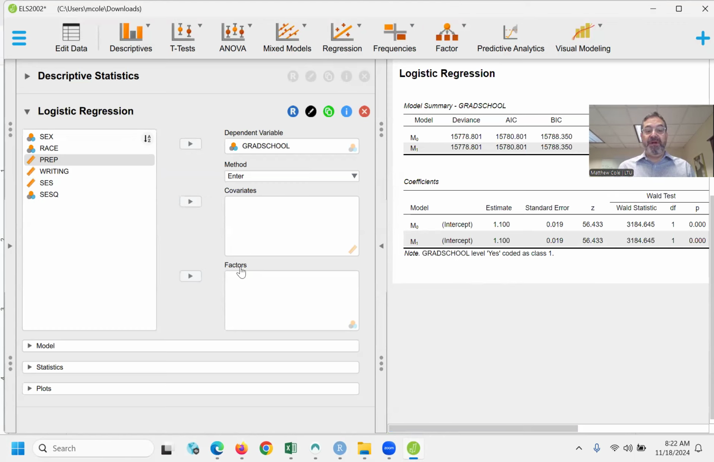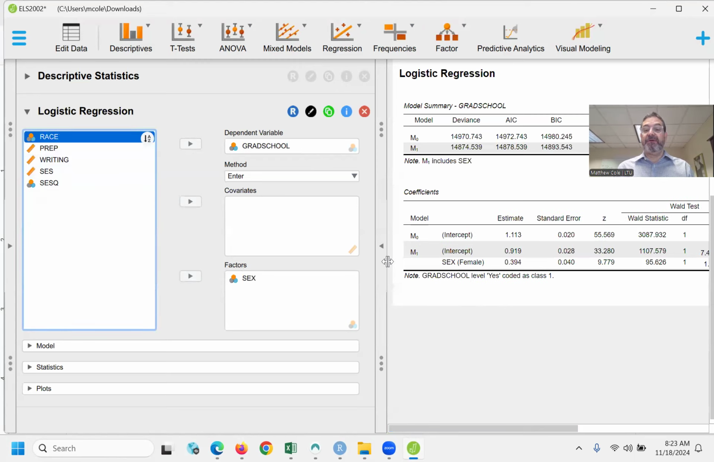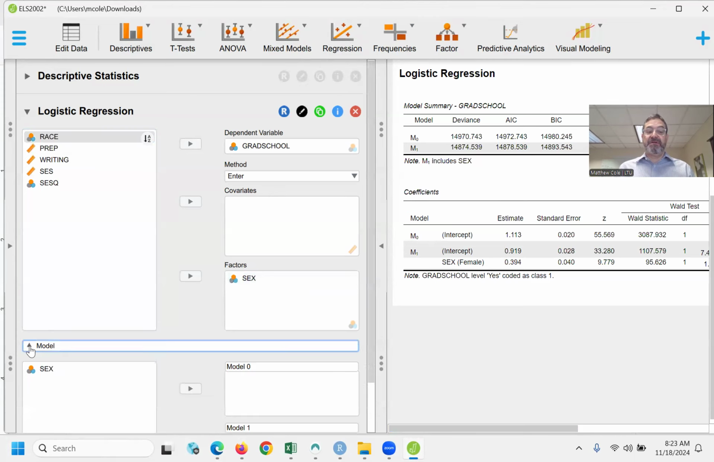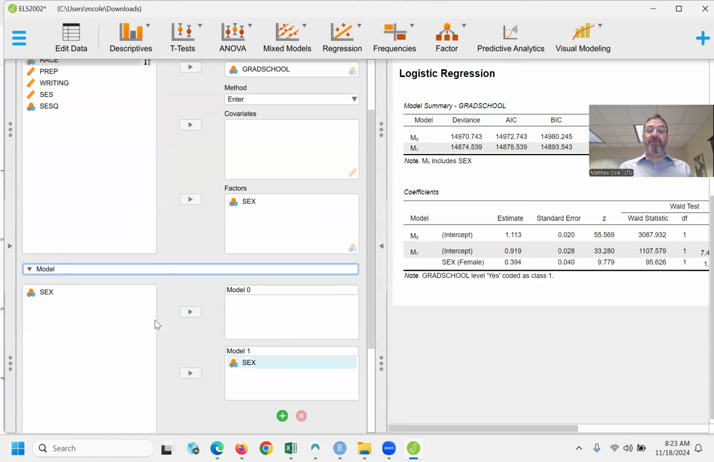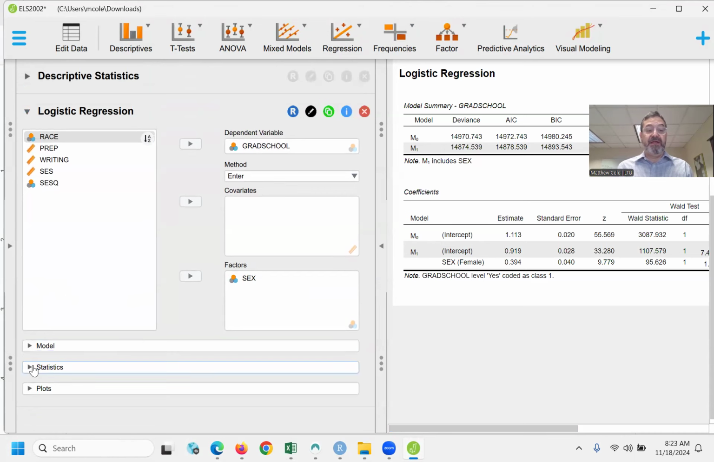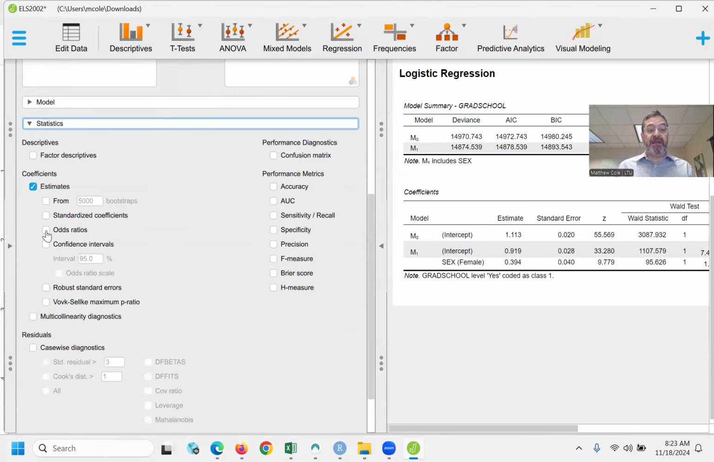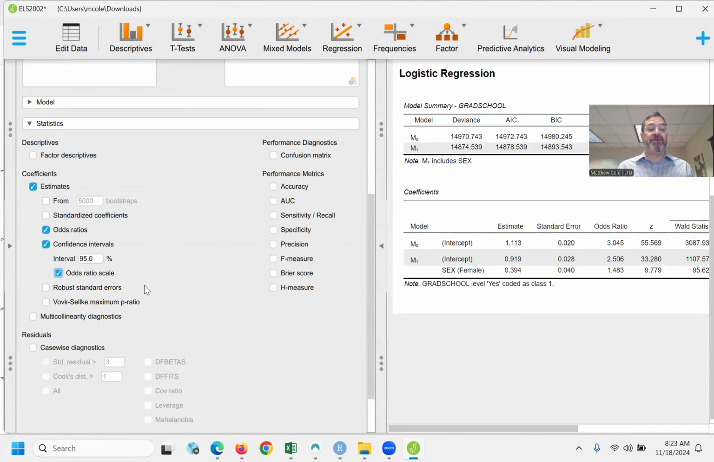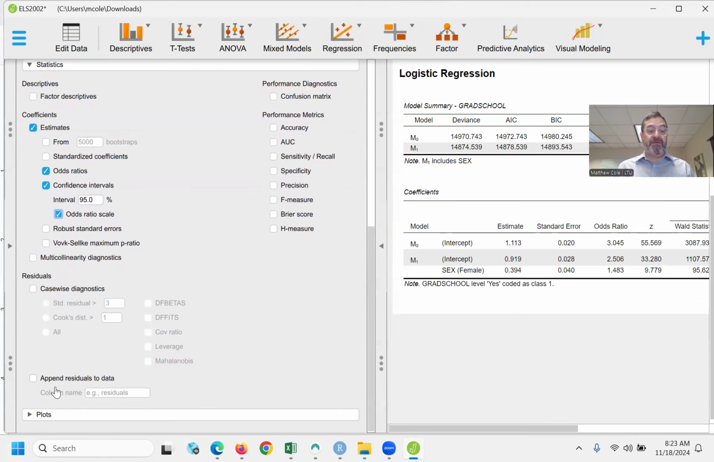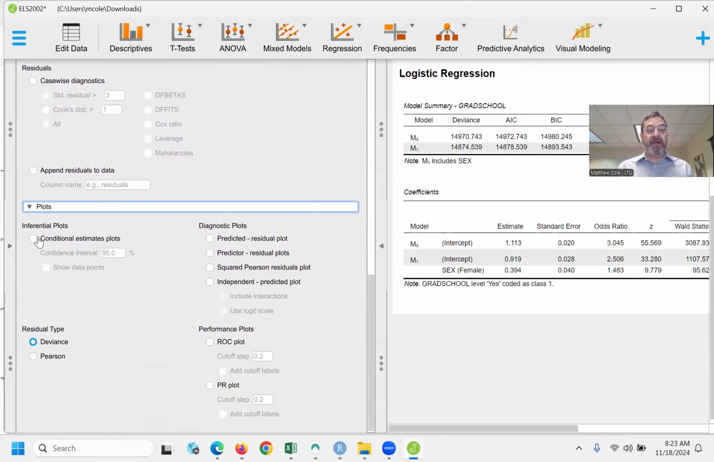Now, our predictor is going to be sex, so we'll put that down here as a factor. Now we have to go down here. We'll get to this in a moment, but the model is just like we learned before. We could do a hierarchical model, and we can do interactions, but we're not doing that just yet. For the statistics, I want you to click on odds ratios, confidence intervals, and odds ratio scale. Then go down to the plots, and I want you to click on conditional estimates plots.